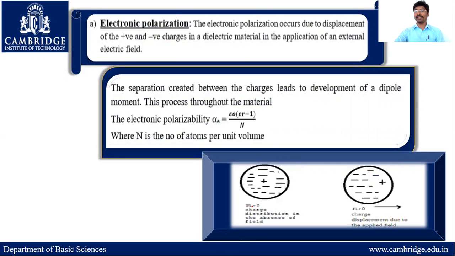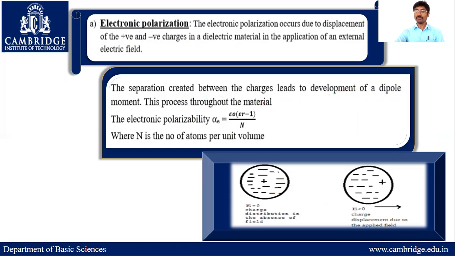In the absence of the external electric field, and in the presence of field. E equals 0, E greater than 0. Charge distribution in the absence of the field: this is a positive charge, these are the negative charges. In the presence of external electric field, the shifting or displacement of the charges takes place. The positive charges are shifted to the right side. The separation created between the charges leads to the development of the dipole moment.